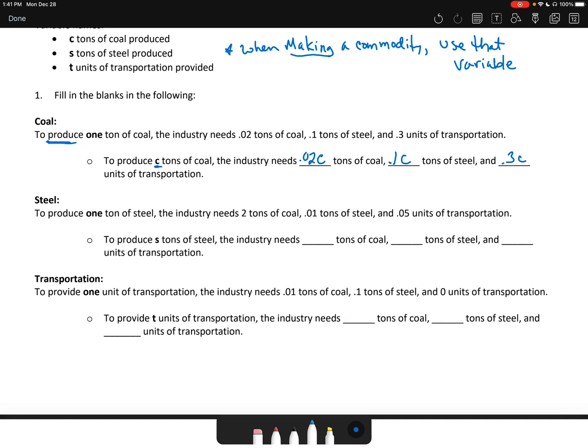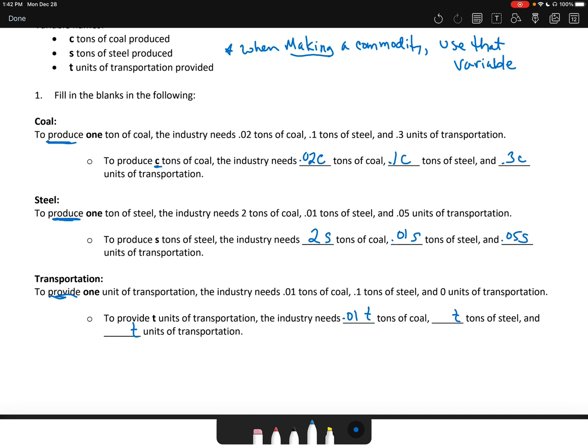So it may seem a little counterintuitive there that all of those get C's, but it's because we are making coal in that case. Now we're going to move on, and for each one in steel, we're going to produce 1 ton of steel. So again, producing steel. So every single one of these is going to get an S with it. We need 2 tons of coal, 0.01 tons of steel, and 0.05 units of transportation. So watch your 5s and your S's there. And then if we are going to produce or provide 1 unit of transportation, we are going to need, so these are all producing transportation.